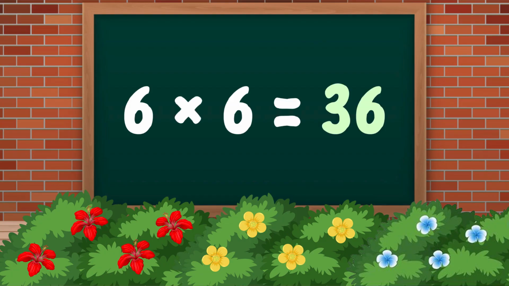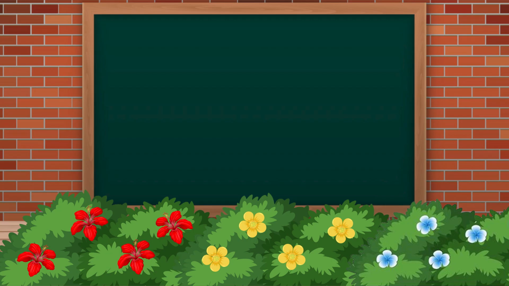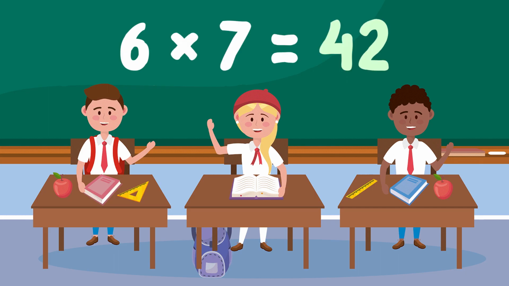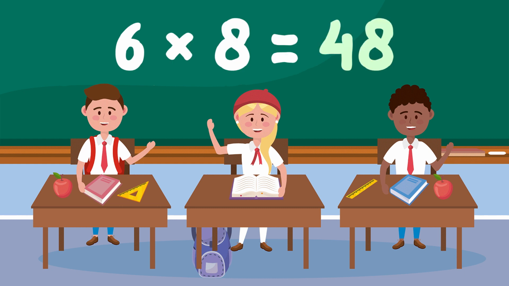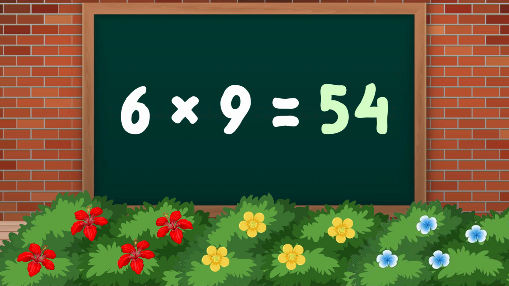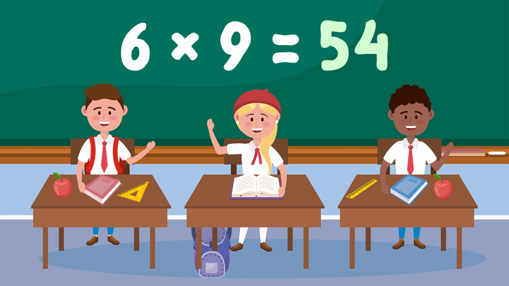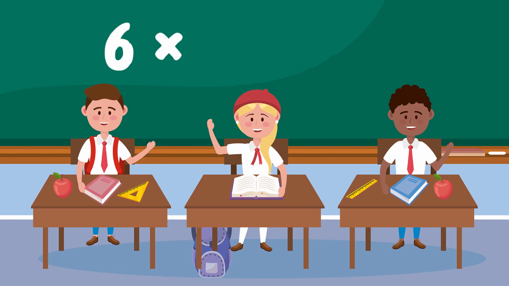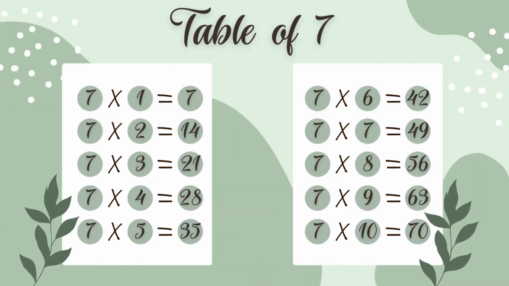6 six are 36. 6 sevens are 42. 6 eights are 48. 6 nines are 54. 6 tens are 60. Now it's time for table of 7.